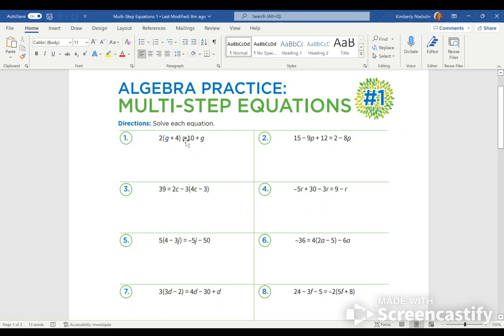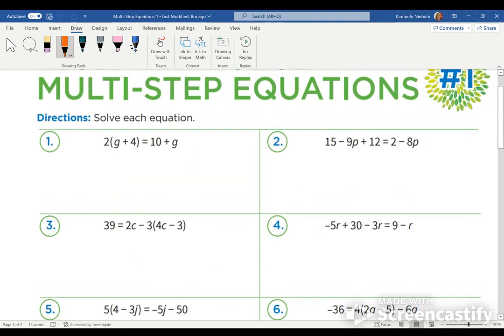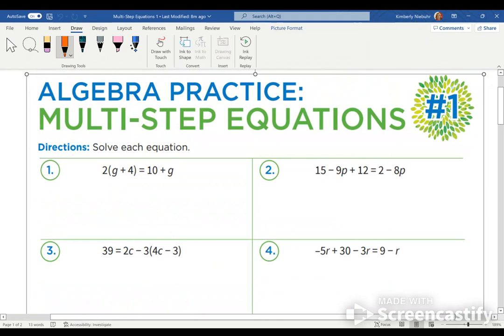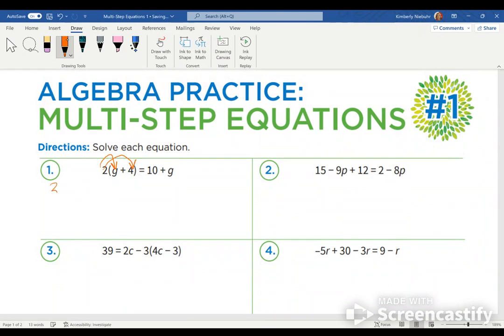We see parentheses. We need to multiply. I'm going to make this larger. We're going to simplify or distribute 2 times g, 2 times 4. So that will be 2g plus 8. And then we're bringing down the equal sign, 10 plus g. All right.